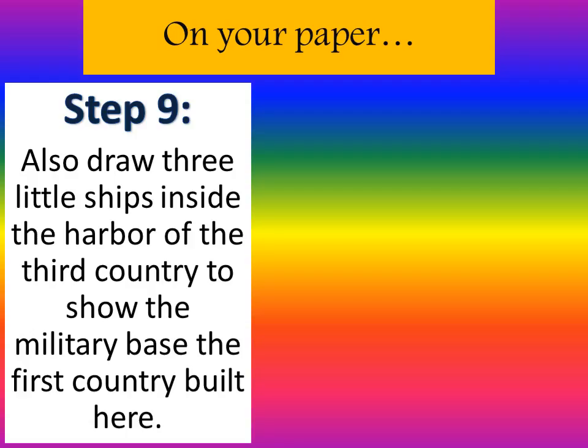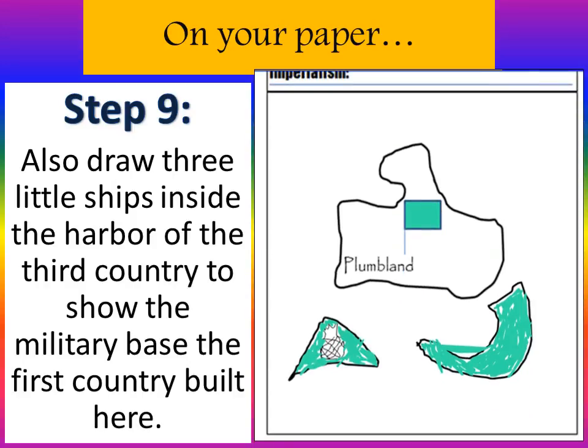Okay, step 9. You're going to draw 3 little ships inside this harbor of our third country to show the military base the first country built. For the ships, keep it simple. It's just this little bottom part, a little swoop, and then a stick with a little triangle for a flag. Just draw 3 of those.